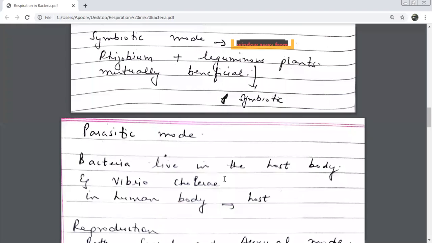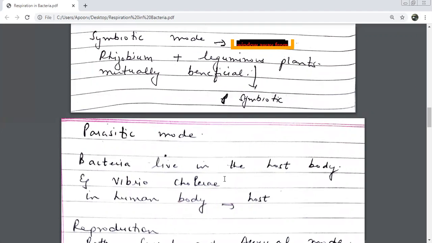We have three main modes of heterotrophic nutrition. Which is the first one? Just now we did. Which is the first mode of heterotrophic nutrition? Saprophytic. Very good. They feed on which kind of matter? Dead and decaying matter. Give me an example. Clostridium.